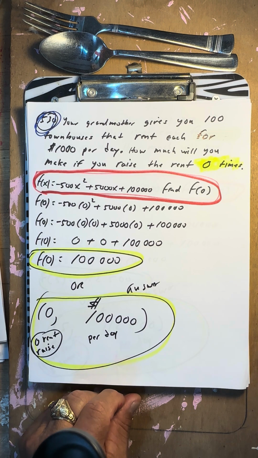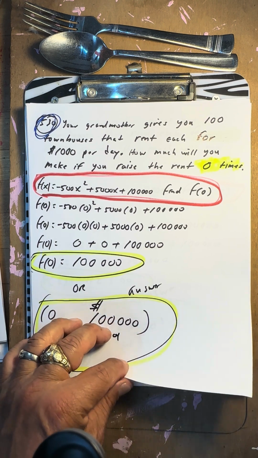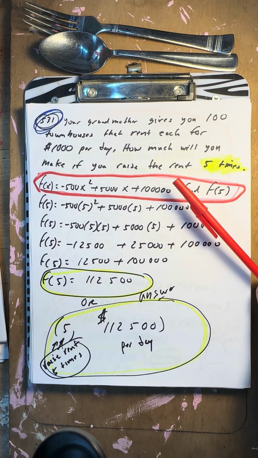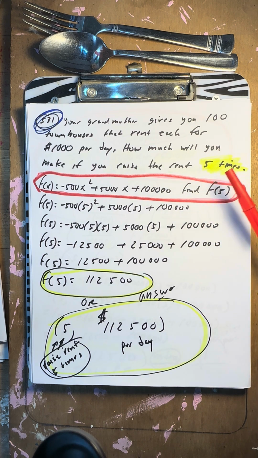You need more money. Let's raise the rent. Let's raise it. All right. So your grandma gives you 100 townhouses that rent for $1,000 each. How much will you make if you raise the rent 5 times? You raise the rent 5 times. You raised it up. What happens now?